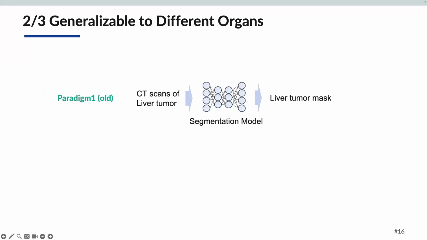And the second challenge is generalizability to different organs. A model trained on data from one organ might not work well on data from another organ. Each organ has a different structure, and the cancers in different organs can look quite different.